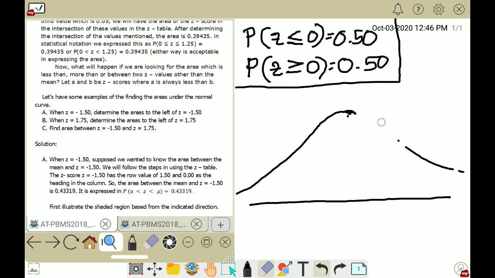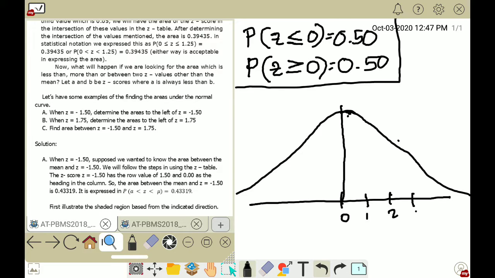I need some very nice normal curve. Okay, so here is your 0. Next, we're going to divide it. Okay, 0, 1, 2, 3, and then of course to the left of 0, that's negative 1, negative 2, and of course negative 3.